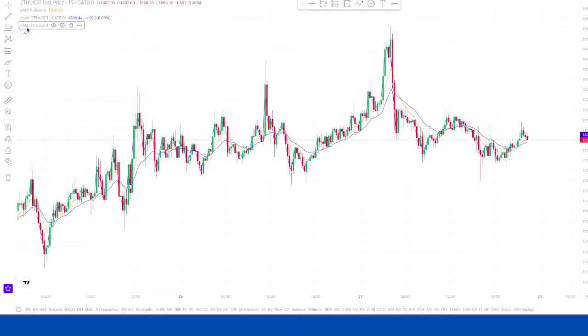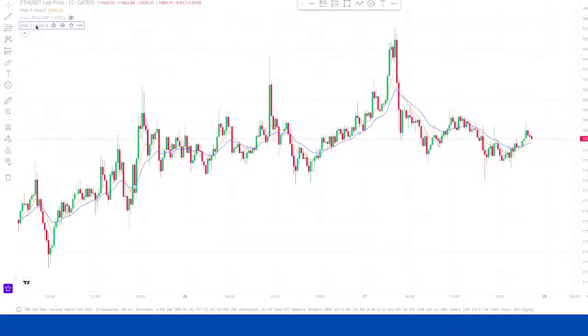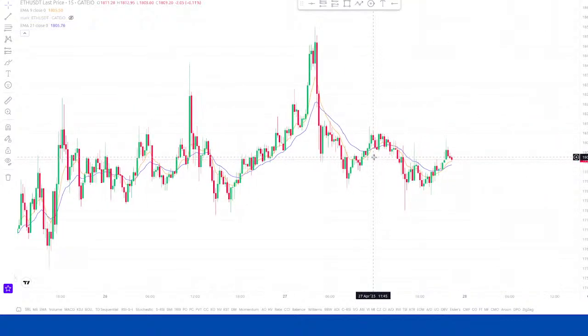Then we have the EMA. The one you are seeing here, Mark Ethereum USDT, is just the price. It is the line showing the price, how the candlestick is moving. You can hide it as it doesn't have any effect here. So for this case, we are using exponential moving average 9 and exponential moving average 21.